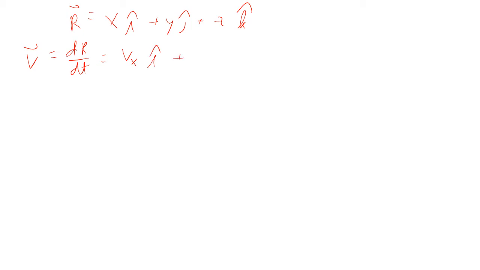Okay, so an r vector, and we're going to say it has an x part in the i direction and a y part in the j direction and a z part in the k direction. So v vector is dr/dt. Well, dx/dt is just going to be the x velocity. dy/dt is just going to be the y velocity. dz/dt is just going to be the z velocity.